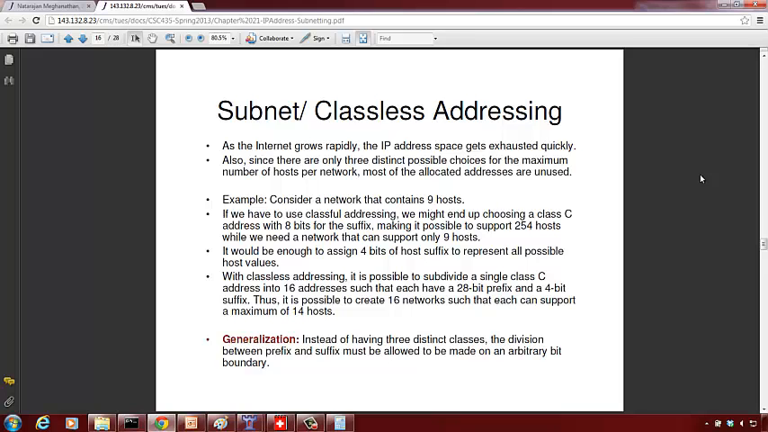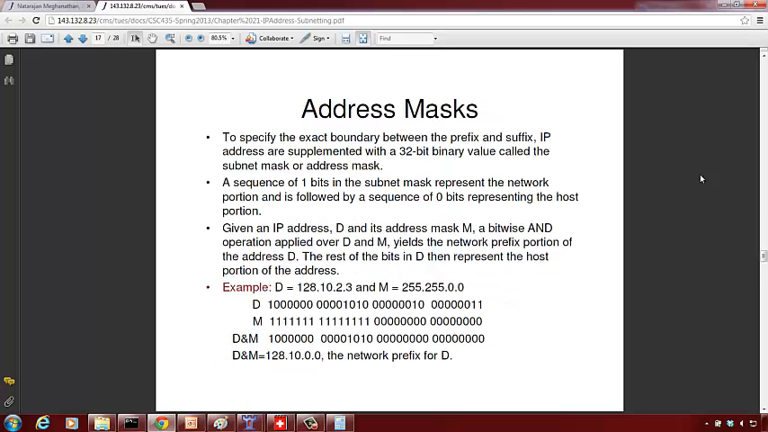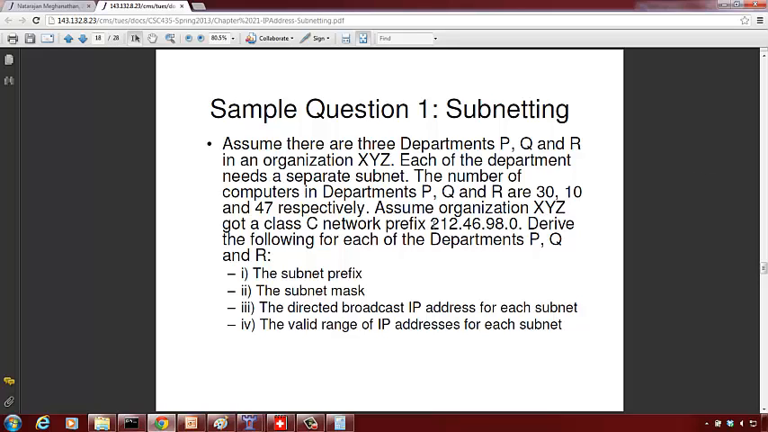So can we do better, right? The idea is I'll give you a class C address space, and we will try to make use of that, reducing the number of bits you allocate for the host part and supporting more subnets. Let's understand this through a problem. Let's say we have an organization that needs to support 3 departments P, Q, R, and the departments need to support 30, 10, and 47 hosts, right? Each department wants to be in its own broadcast domain.